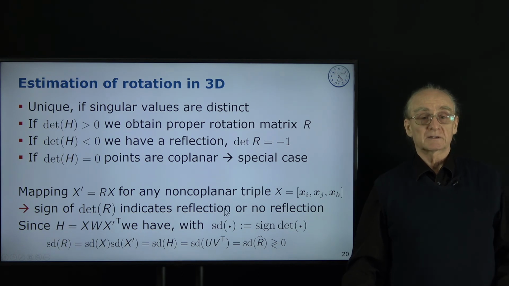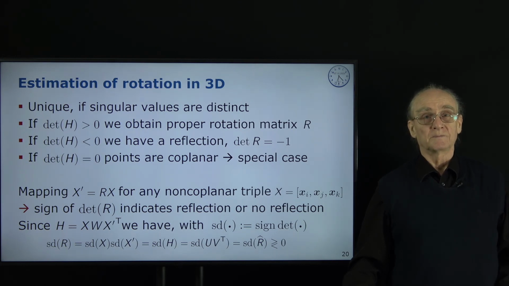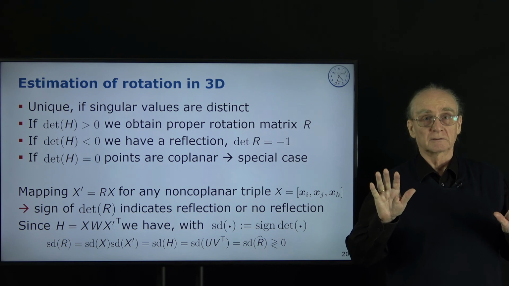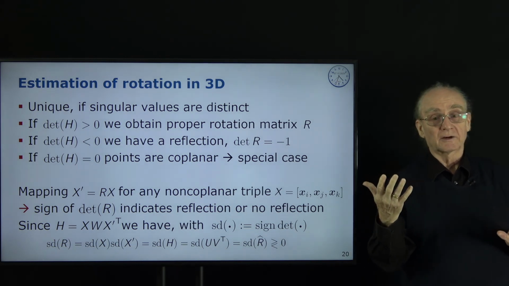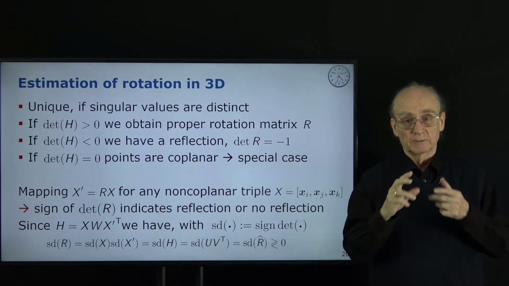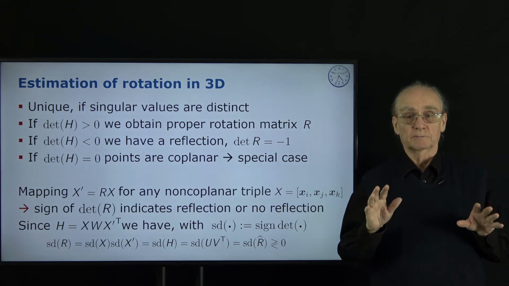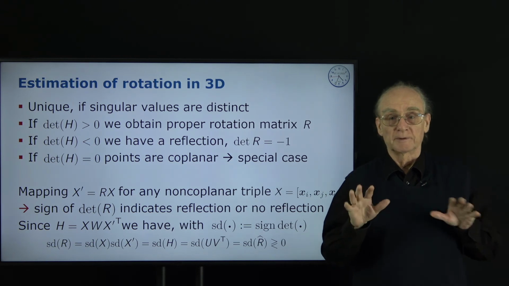So we see this is a very nice result, and only in the case that we have noisy data and we have no reflection and the noise of the data causes a negative sign for the determinant of H, then we have a problem. But this is not a problem in the mathematics, but it's a problem with our measurements.